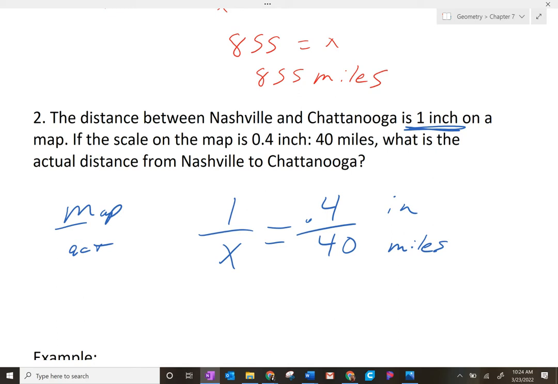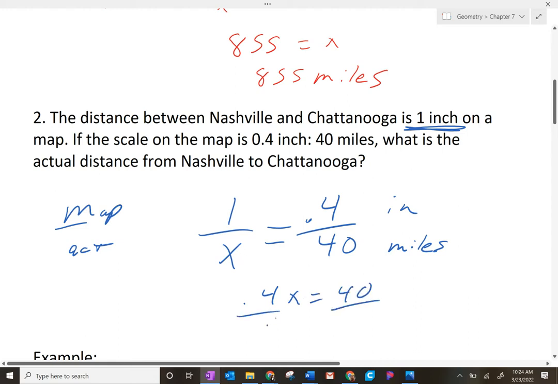So again, these all will have the label of inches. These will all have the labels of miles. My scale factor, 0.4 over 40, goes here. My map, the actual, is going to go there. Cross multiply, which gives me 0.4x equals 40. Divide both of those by 0.4. I get x equals, make sure I don't screw it up, 100 miles.